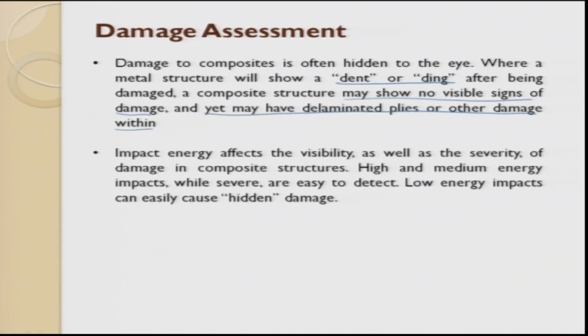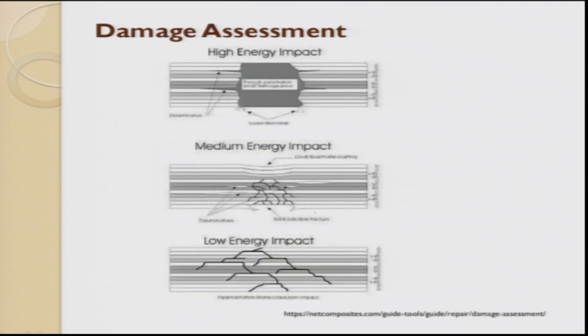The impact energy, which I told you can fall into three different categories, affects the visibility as well as the severity of the damage. So, how do you calculate the impact energy? Impact energy is nothing but the potential energy mgh, right, and then you also add the frequency. It affects both the visibility and the severity of the damage in the composite structure. High and medium energy impacts, while severe, are easy to detect. Low energy impacts can easily cause hidden damage, where the damage gets distributed.